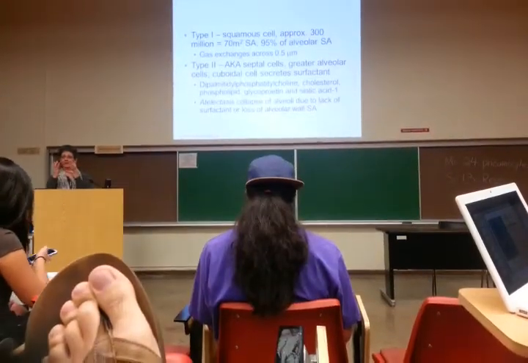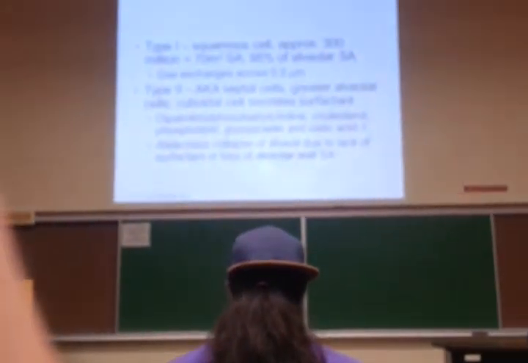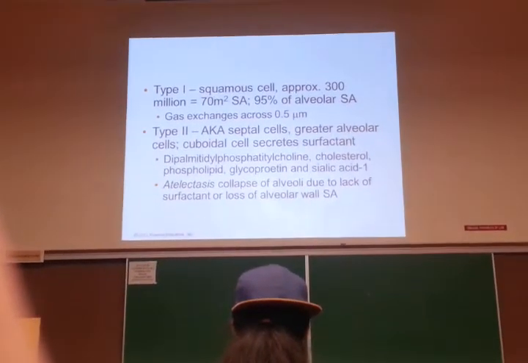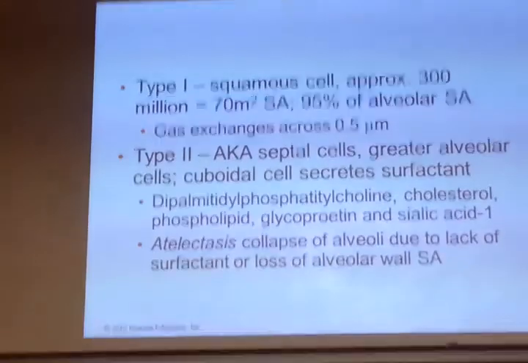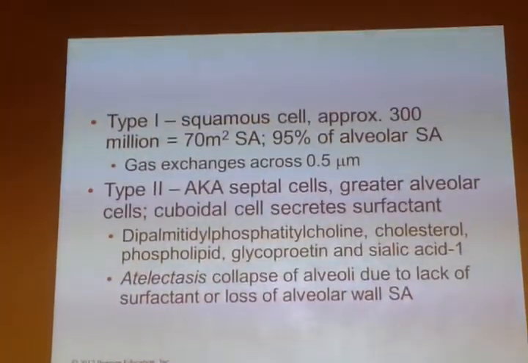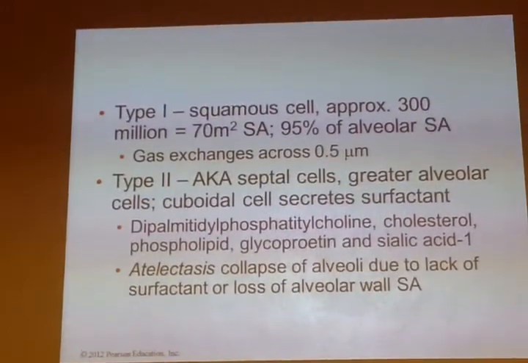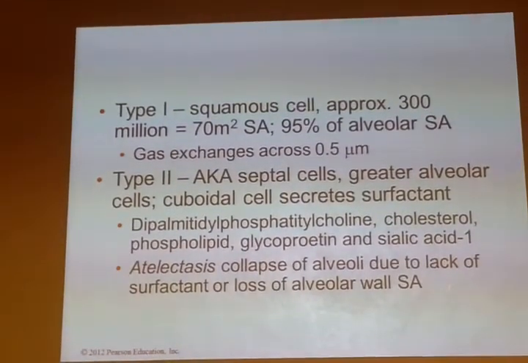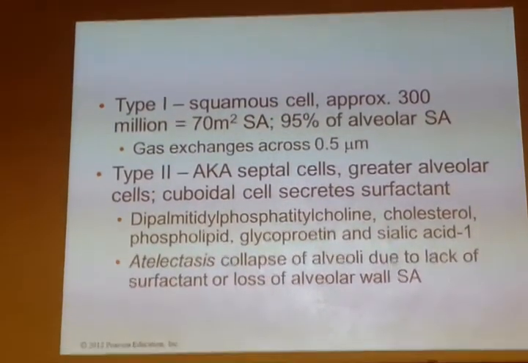Form the alveoli wall that will be involved in gas exchange. They have the thinnest cell shape, so the shortest diffusion distance across that cell. So squamous cells, probably around 300 million of those in each lung.